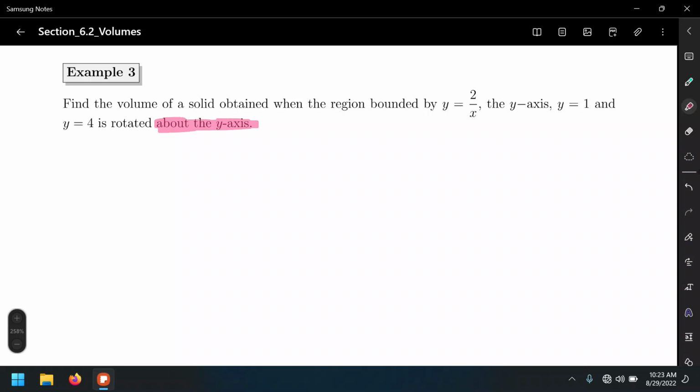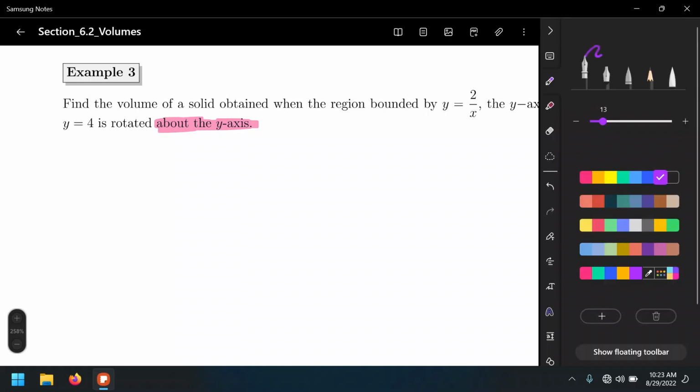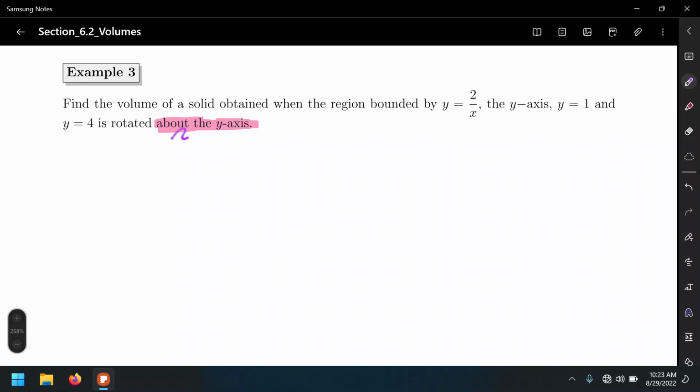Okay, when using the disk method or the disk and washer method, and we want to rotate about the y-axis, this means we need functions of y. This is key right here. Disk and washer method: if the rotation goes about the x-axis, functions of x. If the rotation goes about the y-axis, functions of y. So let's see.